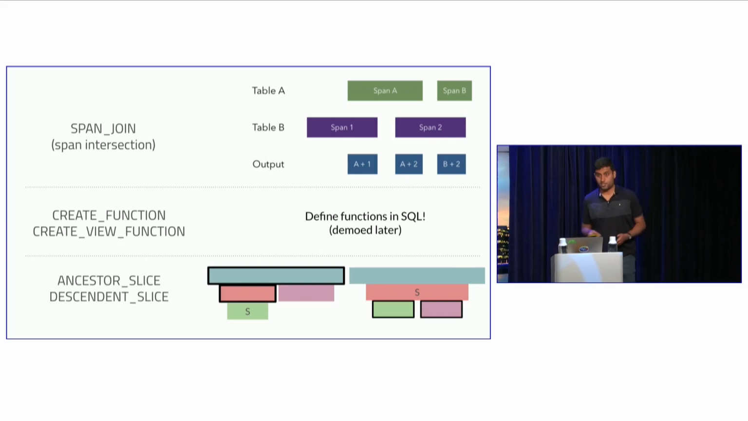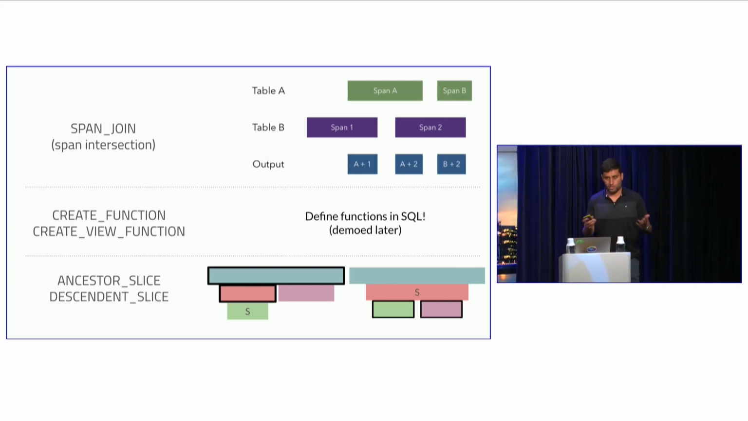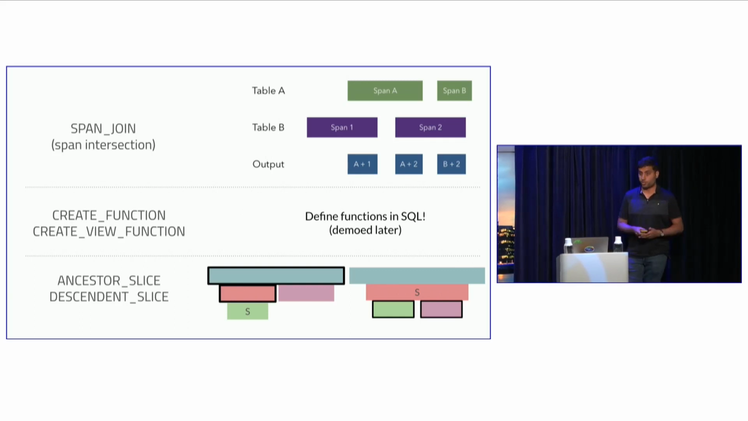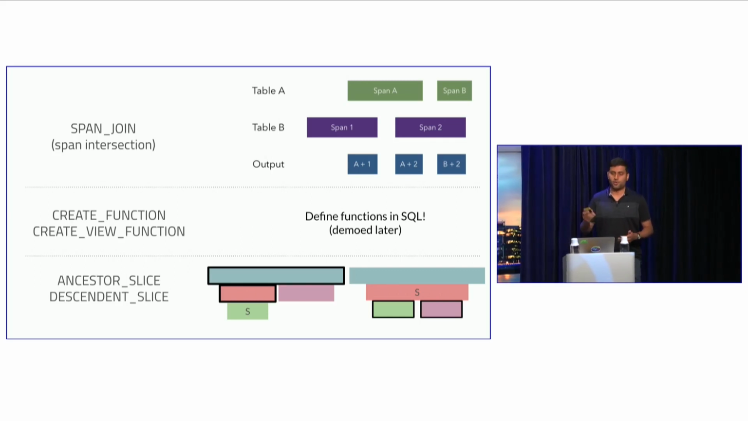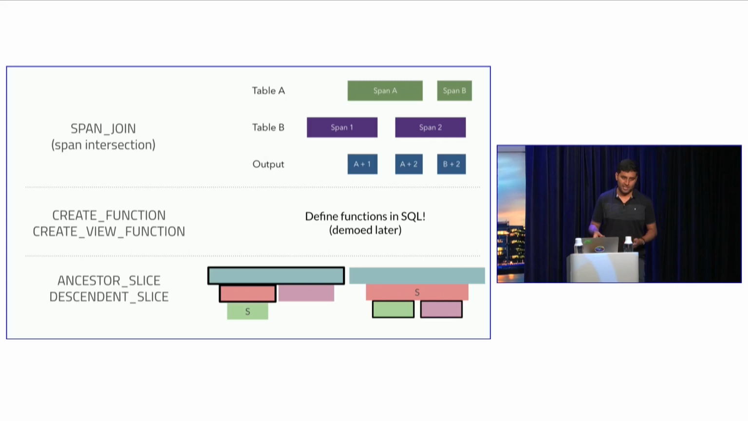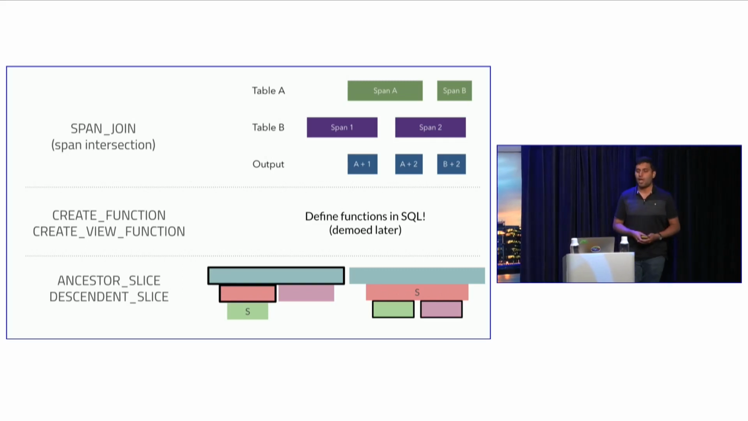There's also the ability to create functions in SQL, which SQLite doesn't have as functionality, but inspired by things like Postgres, you can define functions in SQL. I'll show you an example of this later. And also things like ancestor and descendant, so walking up and down slice stacks. This is something very common, especially Chrome metrics do this a lot, where they're going up the stack, looking at the top level slice, and then going down the stack, and so on.